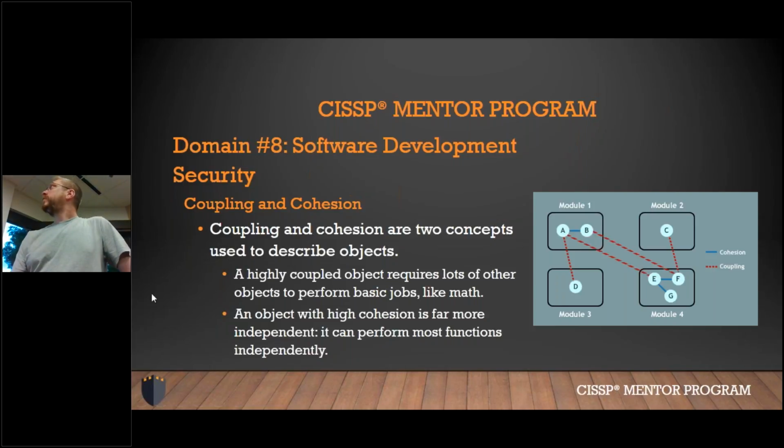So in this case, whatever module 1A is going to require D and E to actually perform its task. So we've coupled it, but A and B are cohesion. They're independent of each other. They don't require each other to function. So when you see this, we just need to know a coupled object requires other objects to perform its function. Cohesive, high cohesion is independent. And that's just a memorization thing, right?